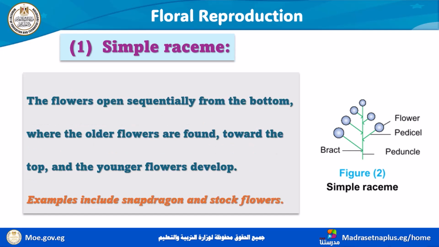The flowers open sequentially from the bottom, where the older flowers are found, toward the top, where the younger flowers develop. Examples include snapdragon and stock flowers.